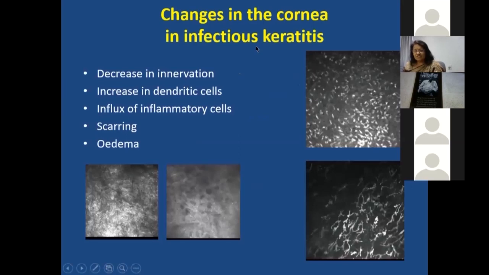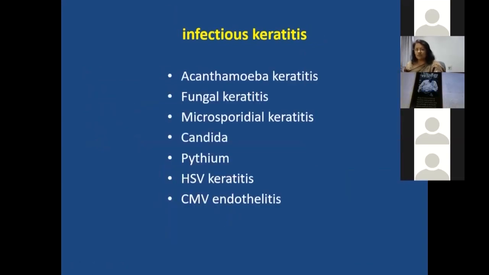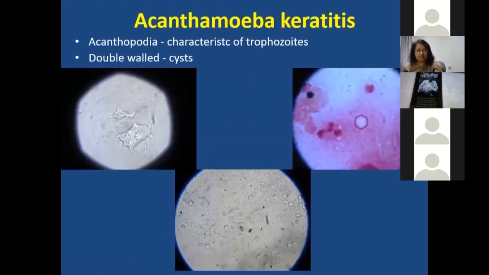Now, there are some changes that are common in all forms of infectious keratitis. One will be a decrease in innervation. You have an increase in dendritic cells. You also have a huge influx of inflammatory cells. You also have scarring and edema. Now, let's take a look at what are all the kinds of infectious keratitis that you can study using the confocal. You can obtain relevant information in acanthamoeba, fungal keratitis, microsporidial keratitis, Candida, HSV keratitis, and CMV endotheliitis.